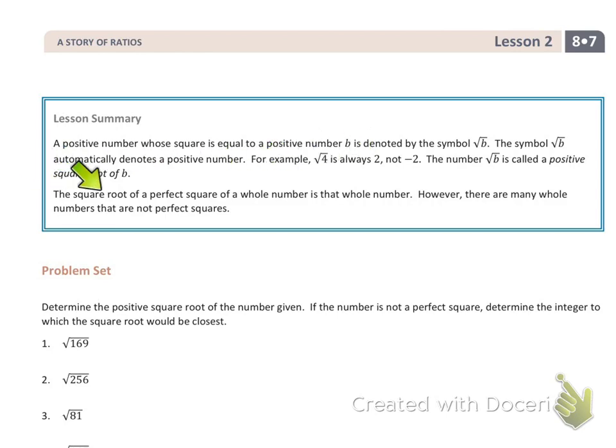And the square root of a perfect square of a whole number is that whole number. In other words, the square root of 25 is 5. However, there are many whole numbers that are not perfect squares. In fact, most whole numbers are not perfect squares.